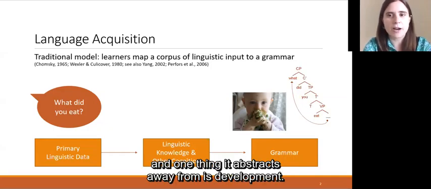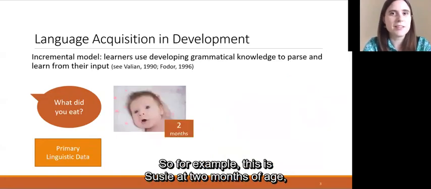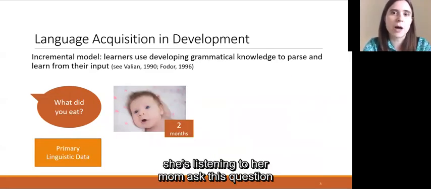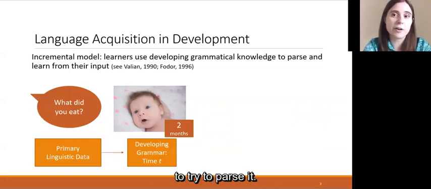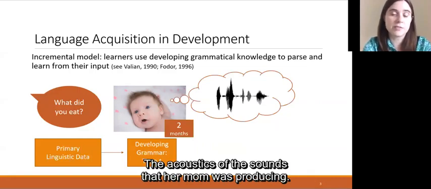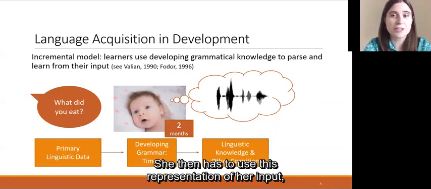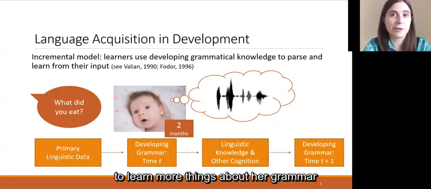And one thing it abstracts away from is development, which is how learning takes place in incremental steps. So for example, this is Susie at 2 months of age. She's listening to her mom ask this question, and she applies her existing grammatical knowledge to try to parse it. And maybe at this age, she comes up with something like this, the acoustics of the sounds that her mom is producing. She then has to use this representation of her input, plus her linguistic and cognitive abilities, to learn more things about her grammar.